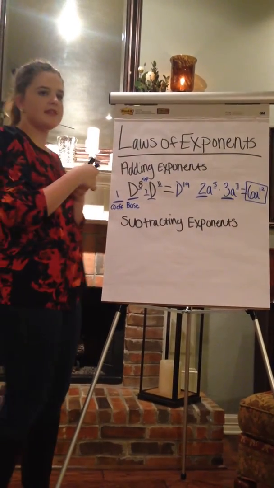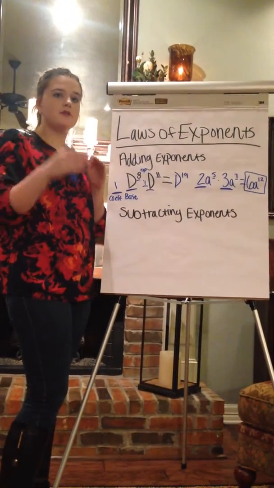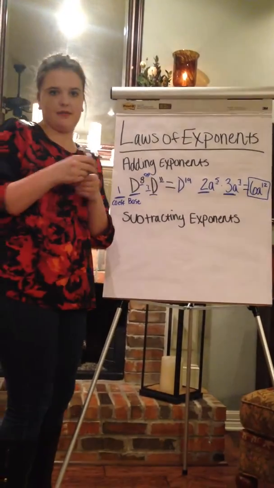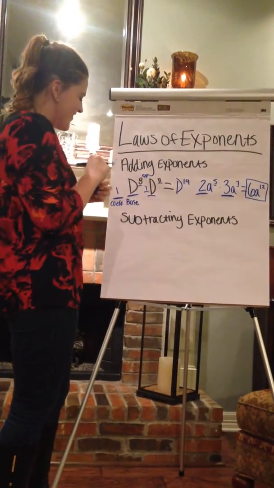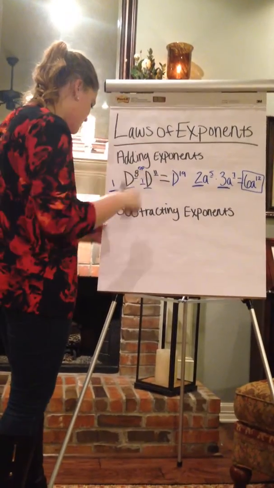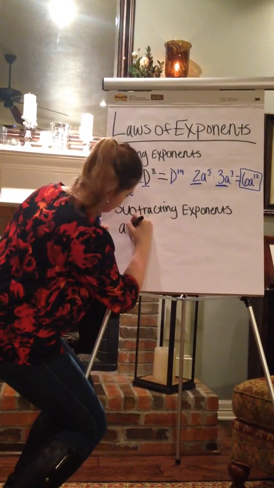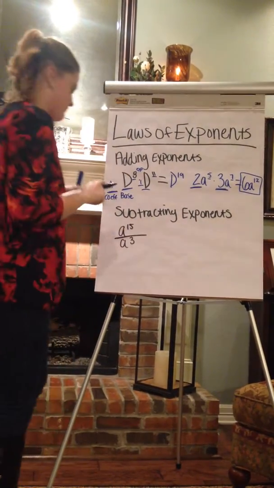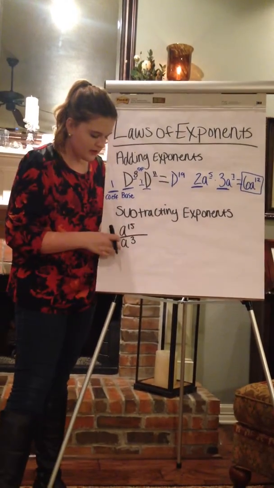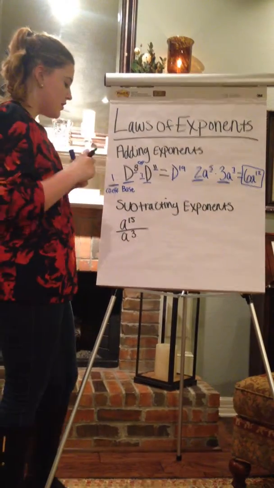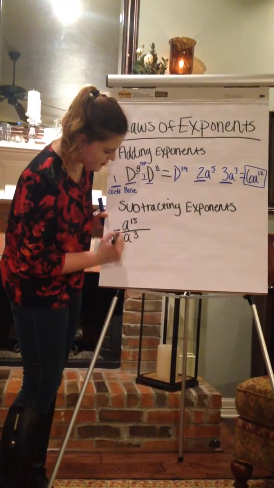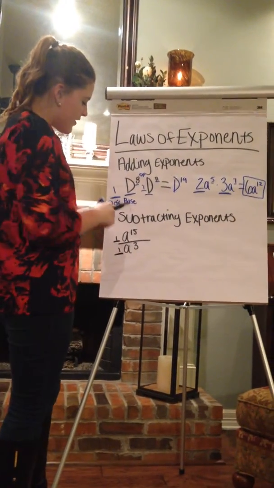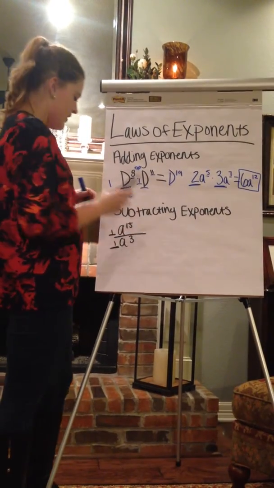With subtracting exponents, it's set up like a division problem, but all you do is subtract the exponents. It's kind of like adding exponents except you're subtracting them. So an example could be a to the 15th divided by a to the 3rd. So you have your bases, and you have your exponents. But since you don't see a coefficient right here, it's just a 1, so you don't need to worry about it. You don't need to put anything in front of it. So you have a to the 15th divided by a to the 3rd.